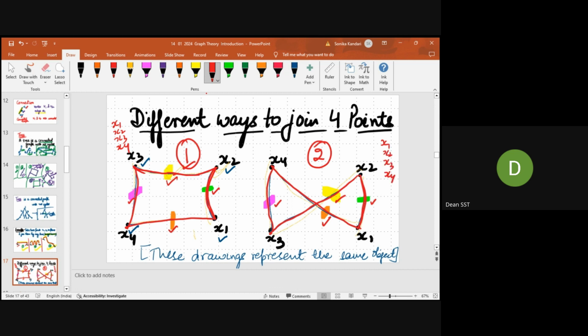What are the edges? Edges are X1 X2 in diagram 1. Fine. X4 X1, X3 X4, and X3 X2. In the similar way, in diagram 2, we are having edges X1 X2, X3 X4, X1 X4, X2 X3. So we can say that these drawings represent the same object.